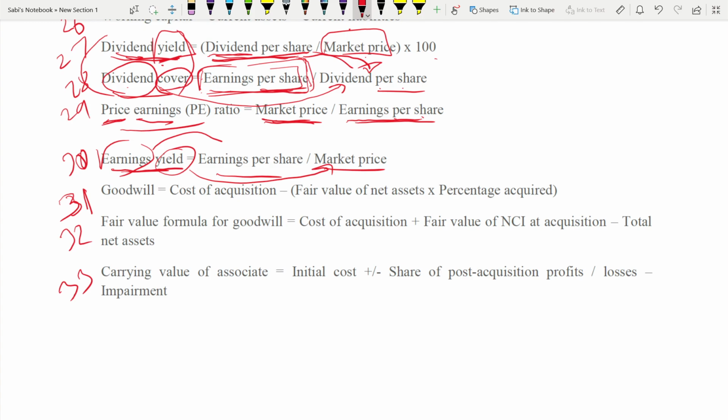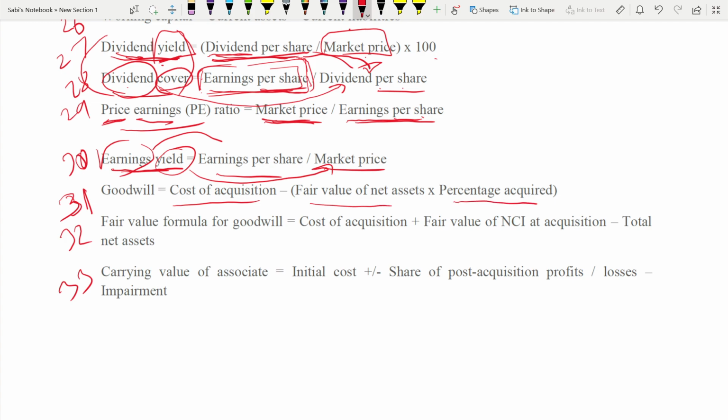Goodwill comes in your question number one only, group accounting. You definitely have to calculate a goodwill, or goodwill is given to you and you have to correct the goodwill. So in any way, you have to know the goodwill formula. So cost of acquisition, right? Your consideration minus fair value of net assets into the percentage acquired.